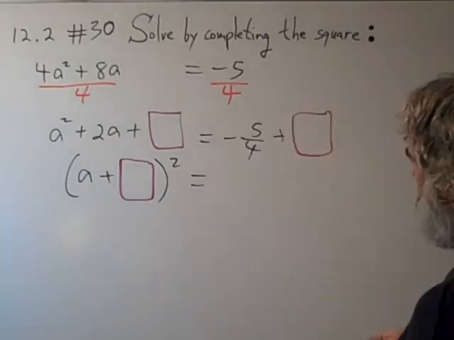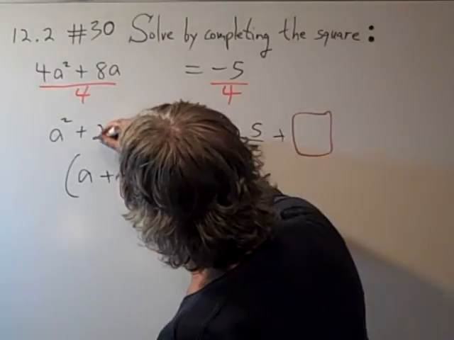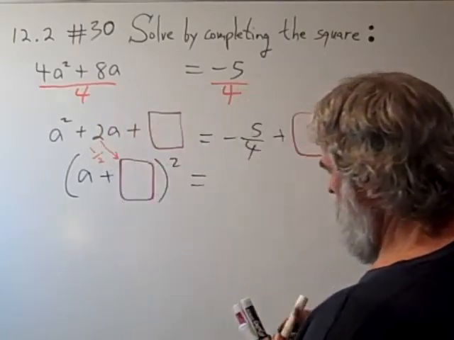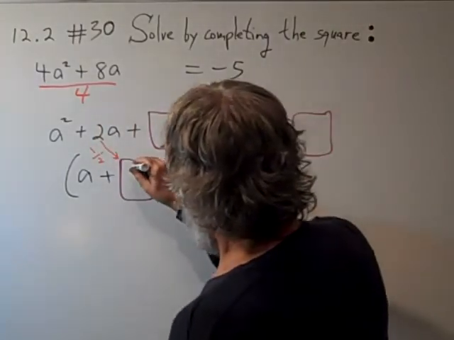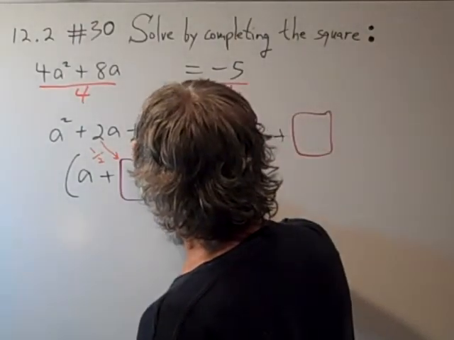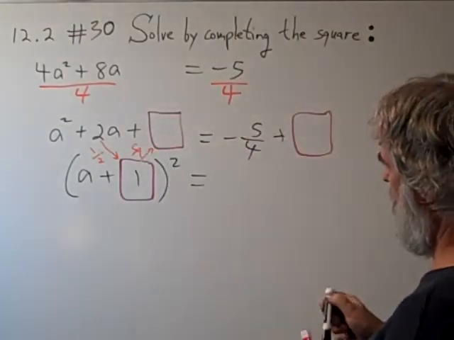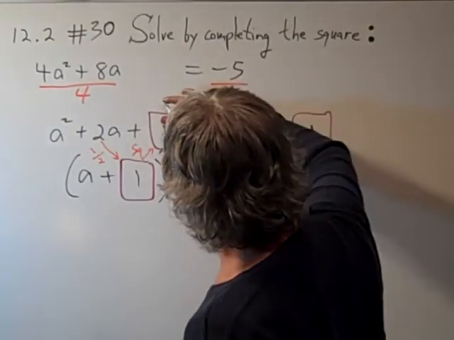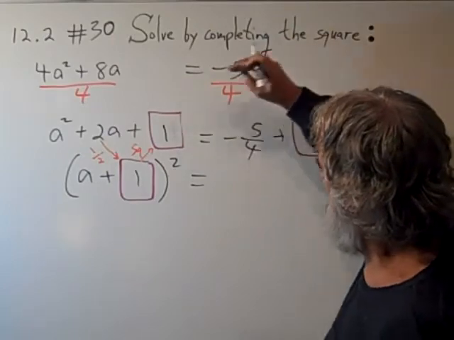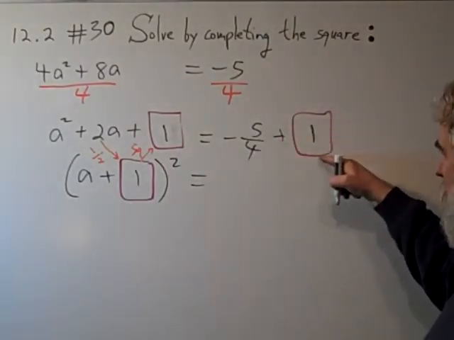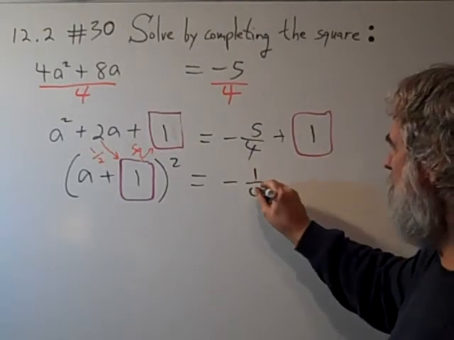So to fill in the boxes, we start by taking half of this coefficient of 2. 1/2 times 2 is 1. And then we square that 1. 1 times 1 is 1 squared, which equals 1. So really you're adding just 1 to both sides. And negative 5/4 plus 4/4 is negative 1/4.